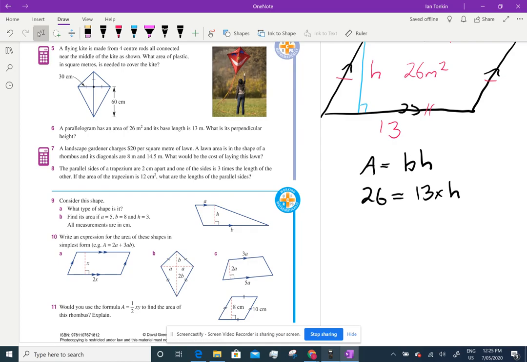Okay, well, to get rid of that 13, remember our equations? We have to do the inverse, so we have to divide. So I'm going to divide both sides by 13. And that'll give me 26 divided by 13 is 2. So my height should be 2. And I'm just checking, it's in metres. So 2 metres equals the height.